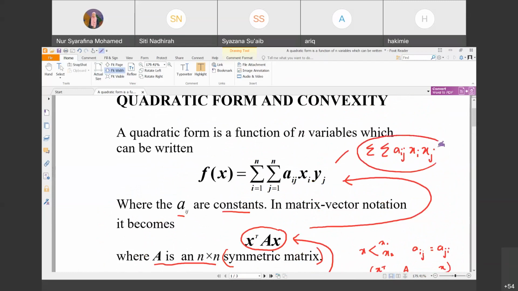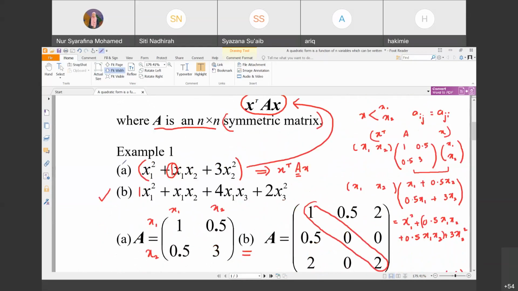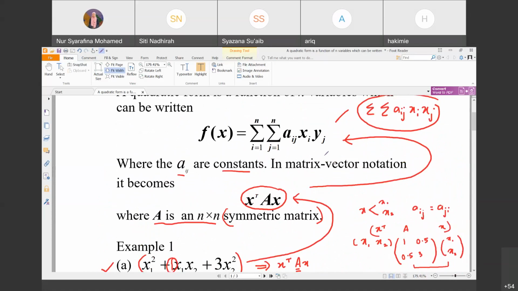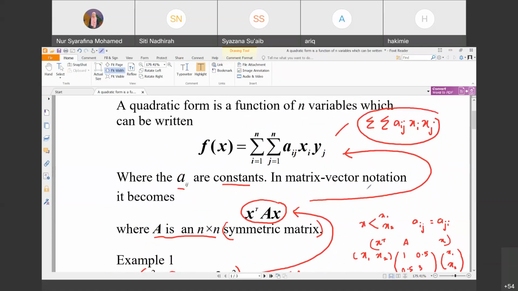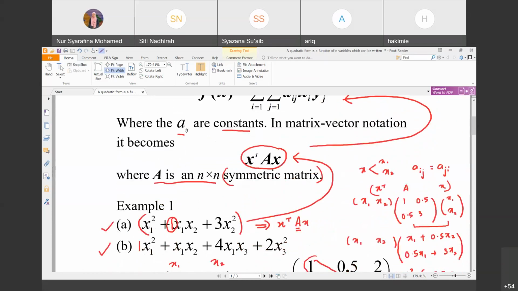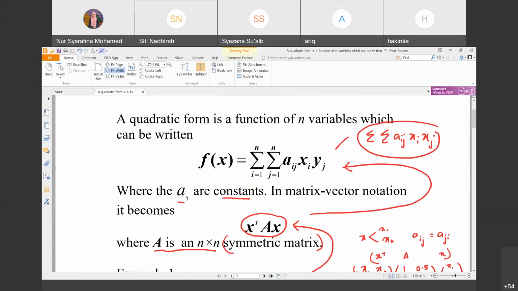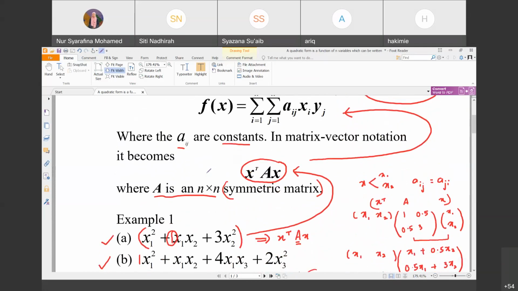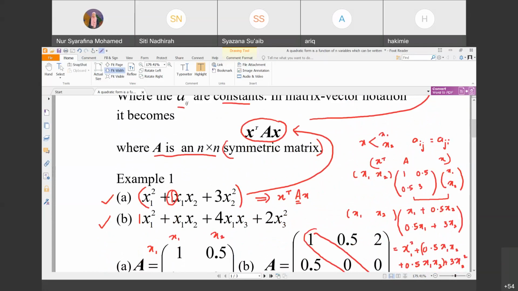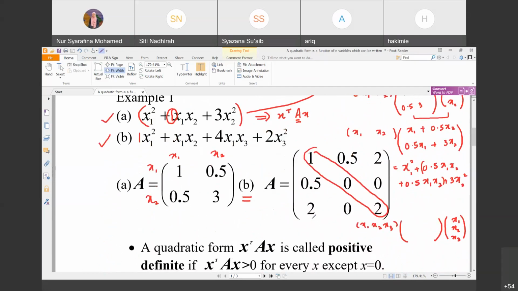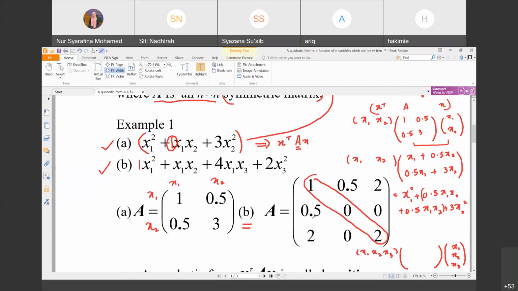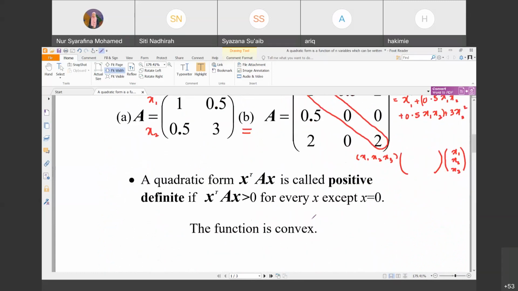So this is in terms of function, where for this example, this is in terms of function, right? A and B. And we can also notate the quadratic form in terms of a matrix vector, so in terms of X transpose AX. Okay, so now you understand this quadratic form can be written in terms of function and also a matrix notation. A is a symmetric matrix which is obtained from the function given. Now, why do you need to understand the quadratic form? Because we want to understand the characteristics of the quadratic form.